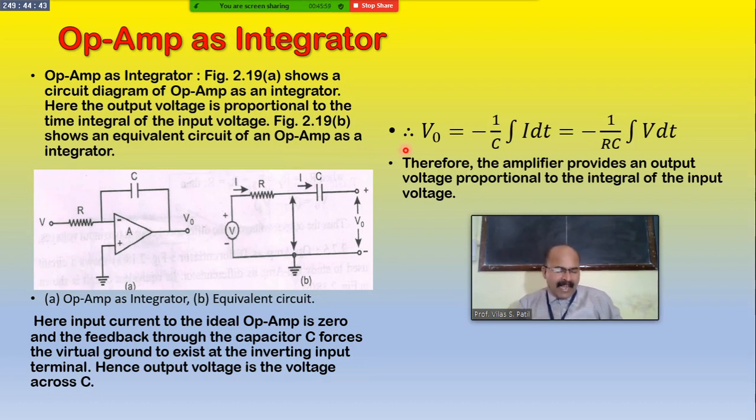Consider what the formula is. The output voltage V0 of the integrator is equal to minus 1 upon C times the integration of I dt. And I is equal to V divided by R. V is equal to IR, so I is equal to V divided by R.